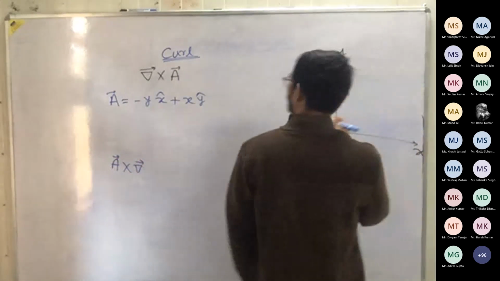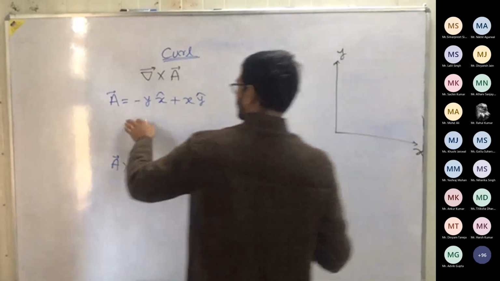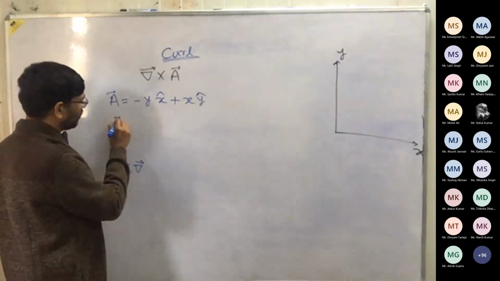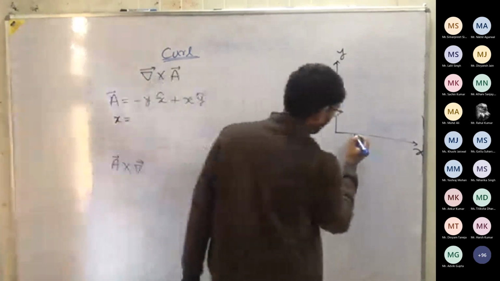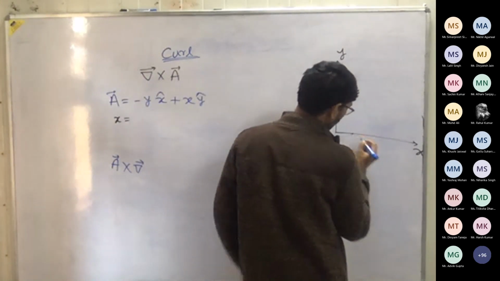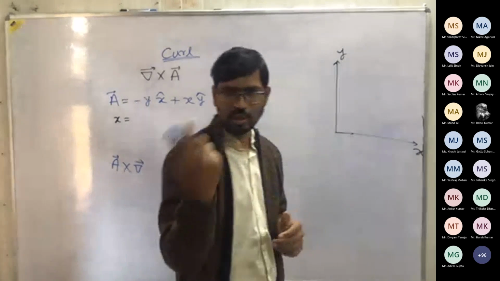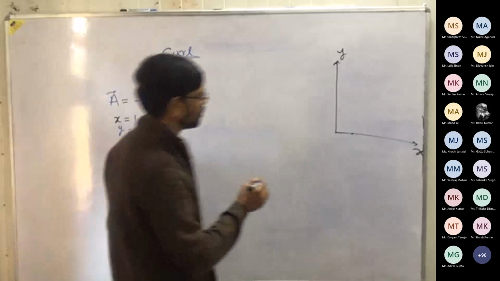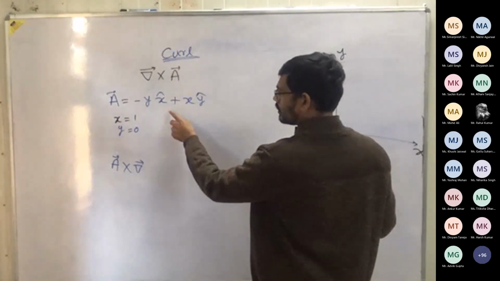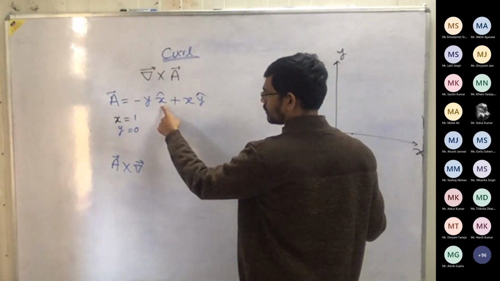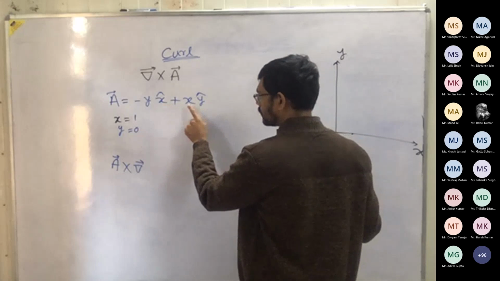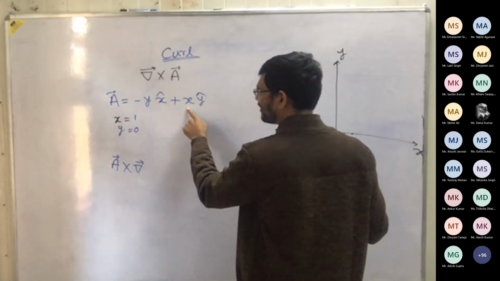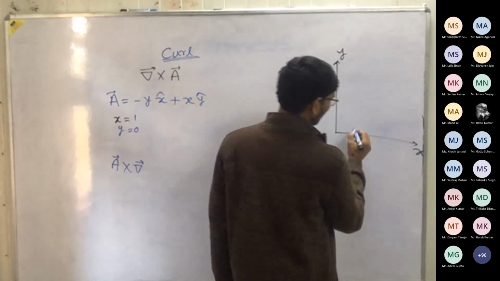Okay, now let's represent this vector A. Take x equal to 1, y equal to 0. So at this point, x equal to 1, y equal to 0, you have y cap.